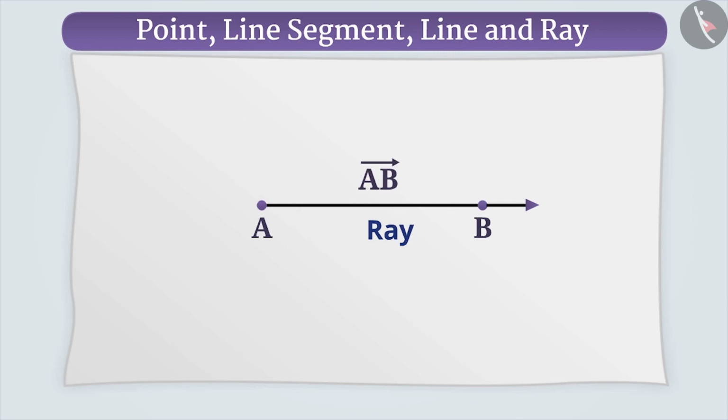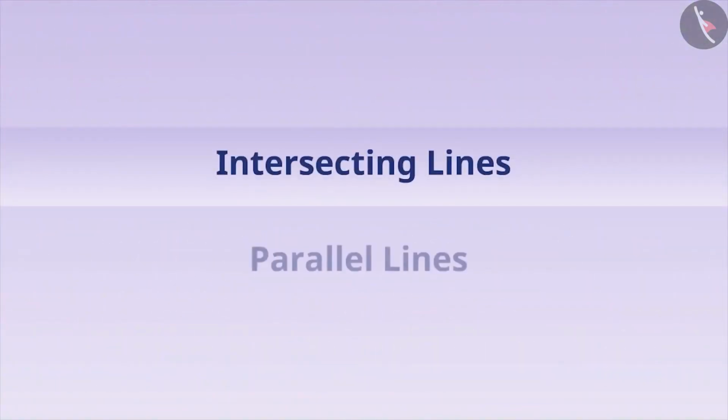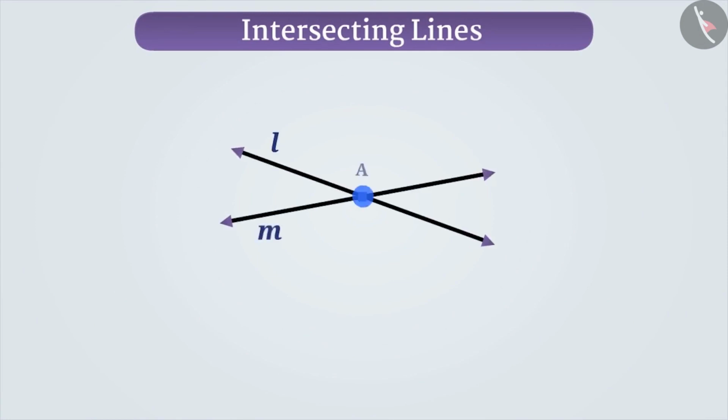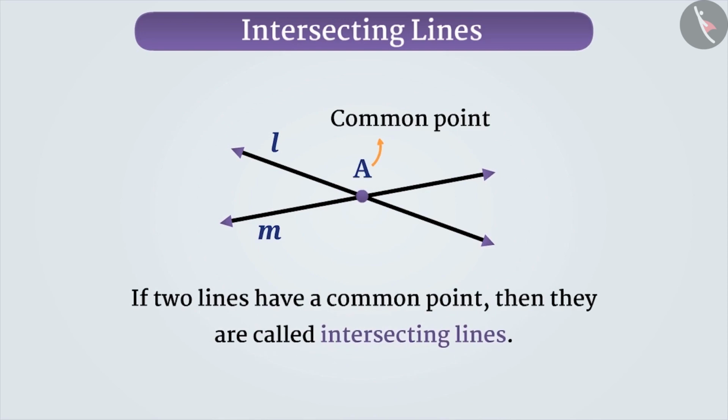Now let's understand geometry more thoroughly by understanding intersecting lines and parallel lines. Look at the given figure. Here the line L and the line M pass through a point. We can say that these two lines have a common point. If two lines have a common point, then they are called intersecting lines.